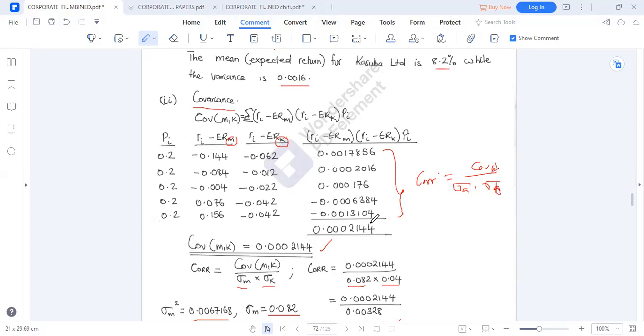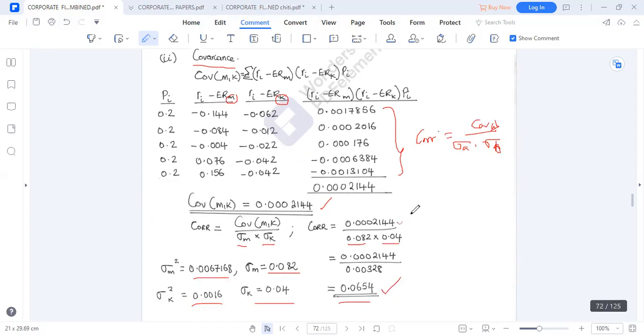So this covariance was not for one, it was for both of them. That is the one here we have. And the standard deviation for Masupa, after we square rooted the variance here, is 0.82. The standard deviation for Kasuba, after we square rooted this here, is 0.04. So we just multiply these two, 0.82 and 0.04, then we divide it into the covariance. So this is the correlation.